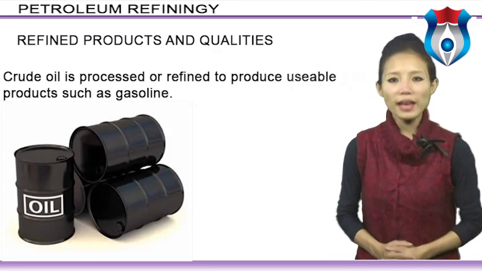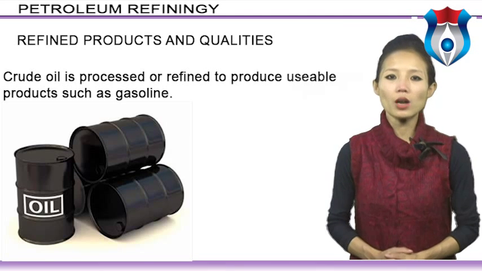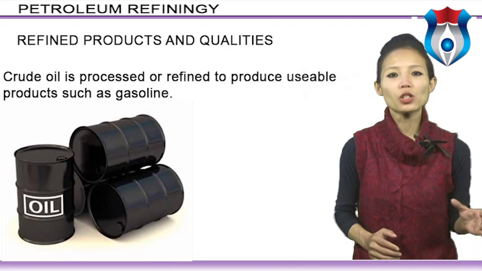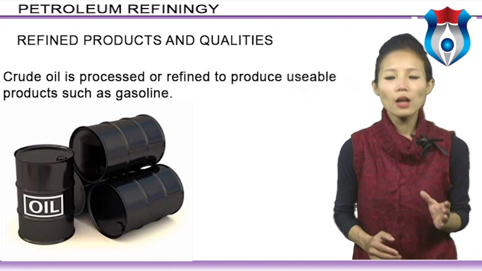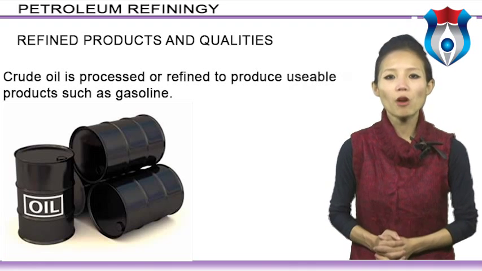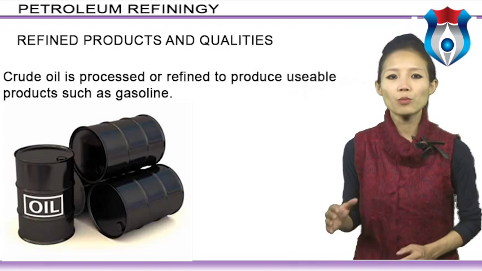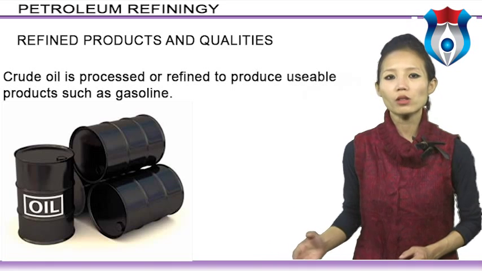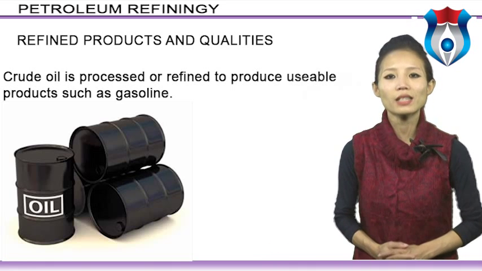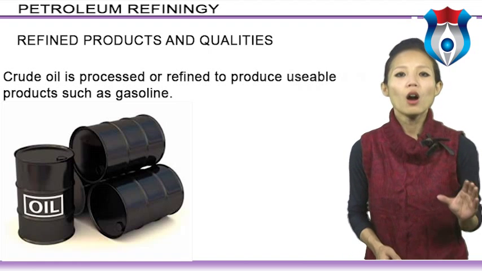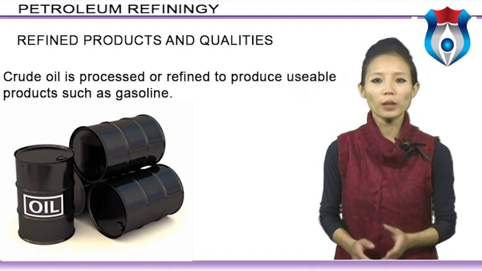Now moving on to the next topic, we will study the refined products and qualities. Crude oil is processed or refined to produce usable products such as gasoline. The process is very complex and involves both chemical reactions and physical separation. Crude oil is composed of thousands of different molecules. It would be nearly impossible to isolate every molecule and make finished products from each molecule. Chemists and engineers deal with this problem by isolating mixtures of molecules according to the mixture's boiling point range.